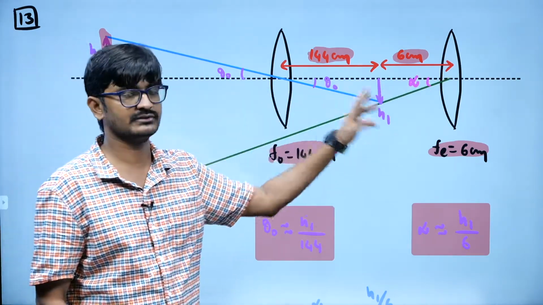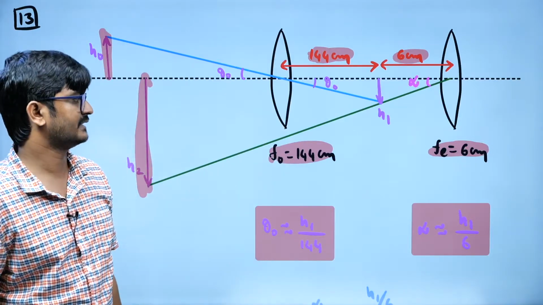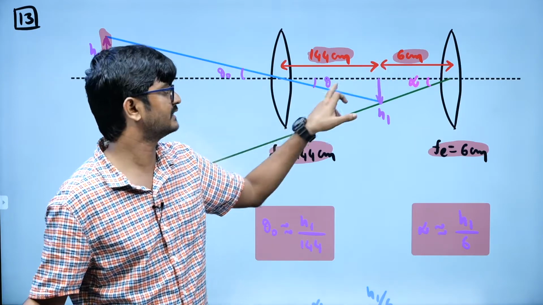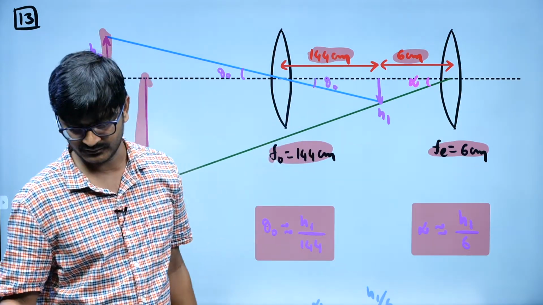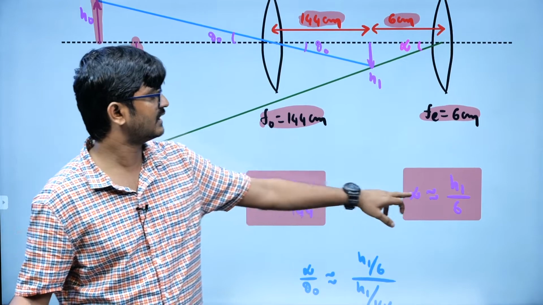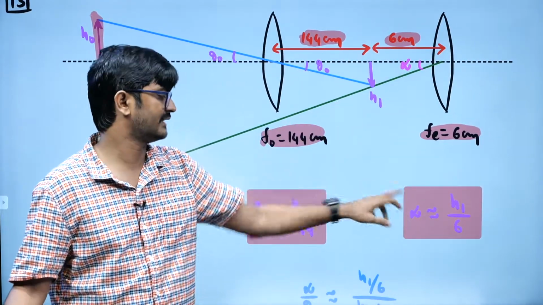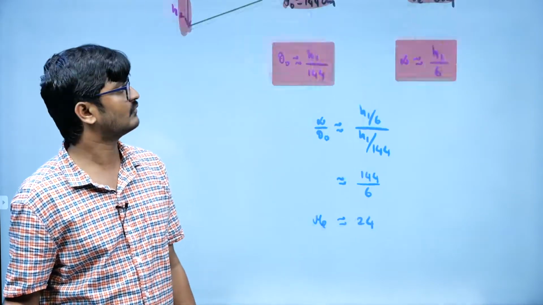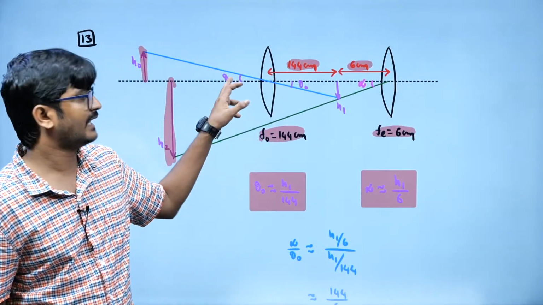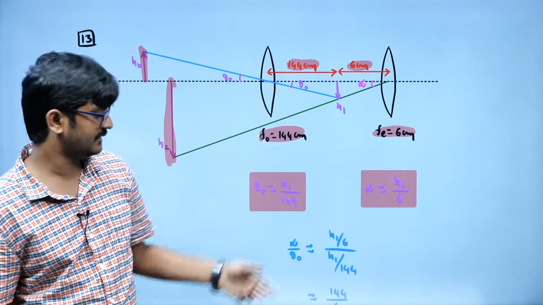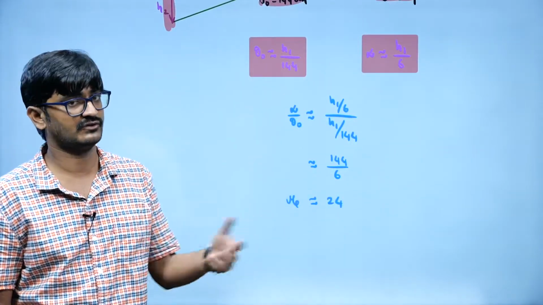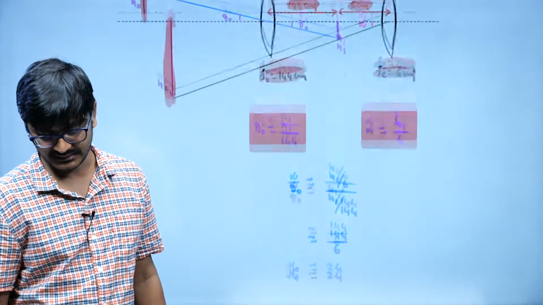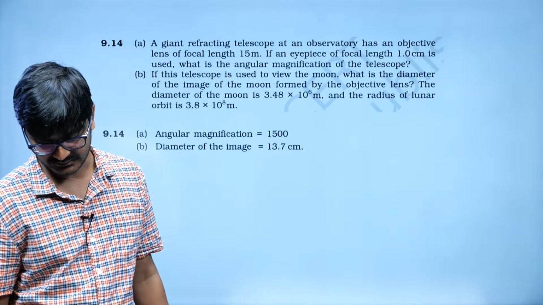Now if I take the ratio, that is going to give me angular magnification, right? So alpha is how much? Alpha is h1 by 6. Theta naught is h1 by 144. So if I take the ratio, I will be getting 24. So using this instrument, I have increased the angle subtended with my eye to 24 times the way how it works naturally, right? Now we'll see. Okay, I think that's all they are asking.